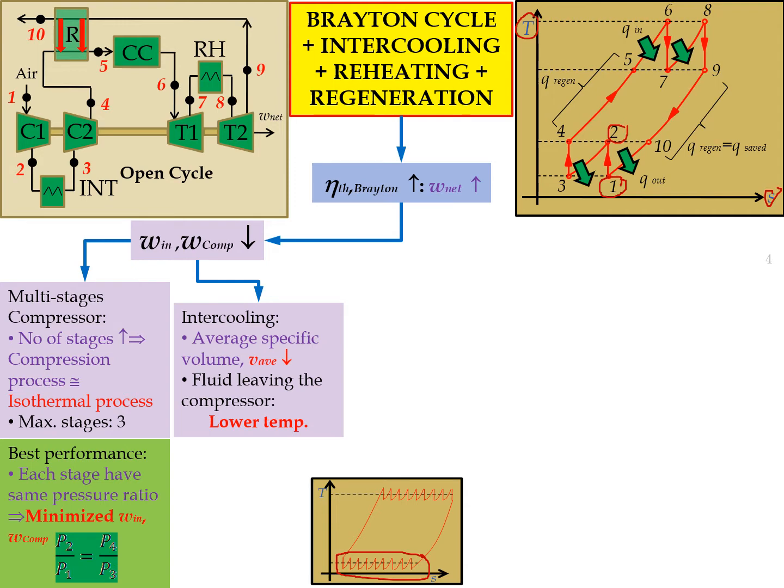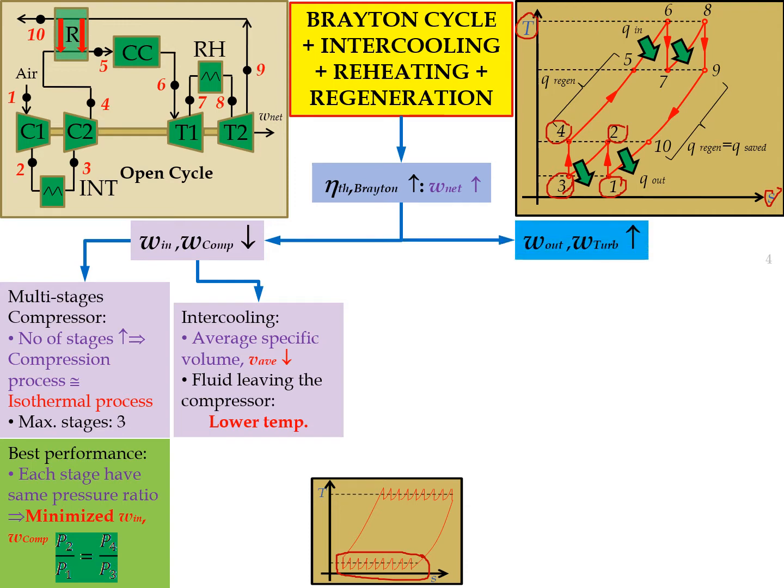After the exit of compressor 1, the air goes into the intercooler. The intercooler will reduce the temperature of the air to the temperature at state 3, and then it goes back into the compressor. So this is the function of the intercooler.